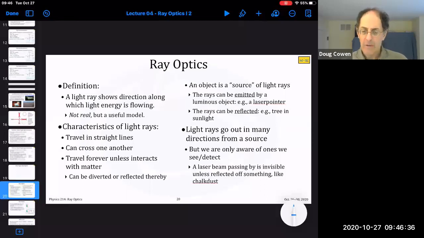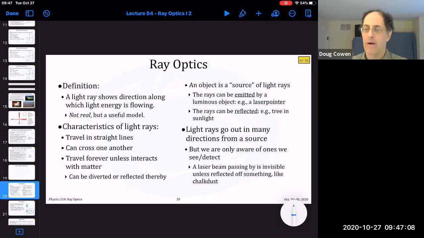So an object can be a source of light rays, and there are two main types of sources that we'll consider here. One, the rays can be emitted by a luminous object like a laser pointer, or the light can be reflected, like when the sun shines on a tree. So the tree then reflects all that light, which we then see. Now those light rays in both cases go out in many directions.